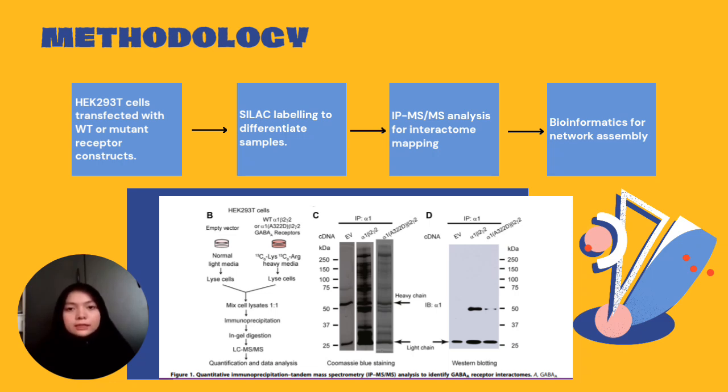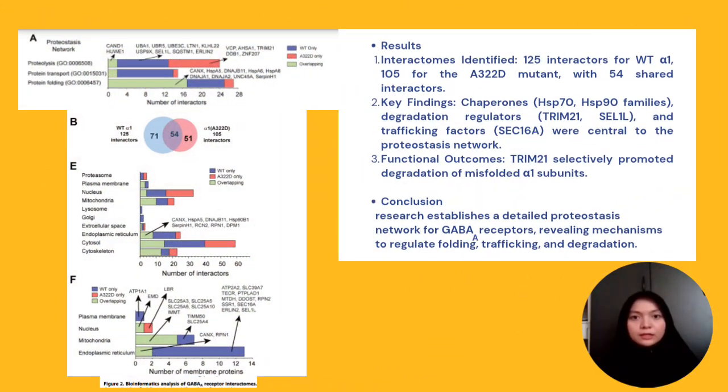Starting with the methodology, HEK293T cells were transfected with either wild type or mutant alpha 1 receptor constructs. Stable isotope labeling by amino acids in cell culture, SILAC, was applied to differentiate samples by incorporating light and heavy isotopes into proteins. The samples were then subjected to immunoprecipitation, as shown in figure B, to isolate interacting proteins. Mass spectrometry, as shown here, was used to identify and quantify these proteins. Finally, bioinformatic tools were employed to assemble a detailed protein interaction network. Okay, now let's examine the results.